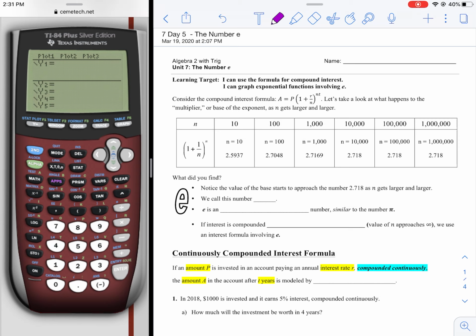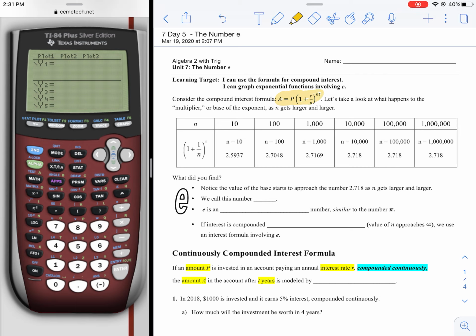This should be Friday's lesson, and today we're going to be talking about something called the continuously compounded interest formula. Okay, so to talk about this formula, we're going to start by taking a look at the compound interest formula that we talked about on Wednesday.